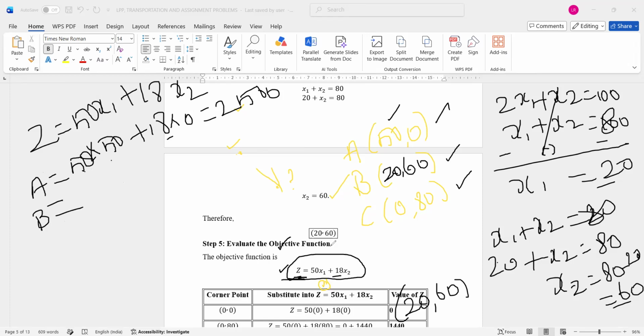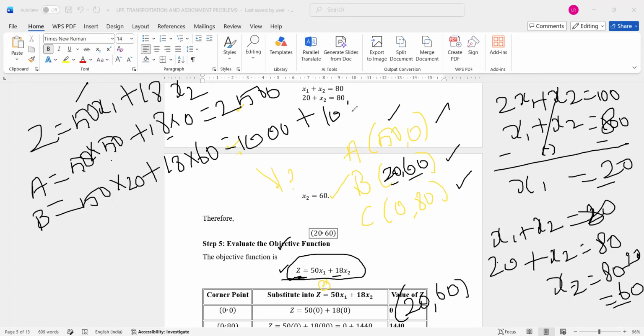Next, the b value. You can apply it everywhere in this formula itself. B value is 20 comma 60. So 50 into 20 plus 18 into 60. What is the value? 50 into 20, just work it out, is 1000, plus 18 into 60, 1080. So this is 2080.